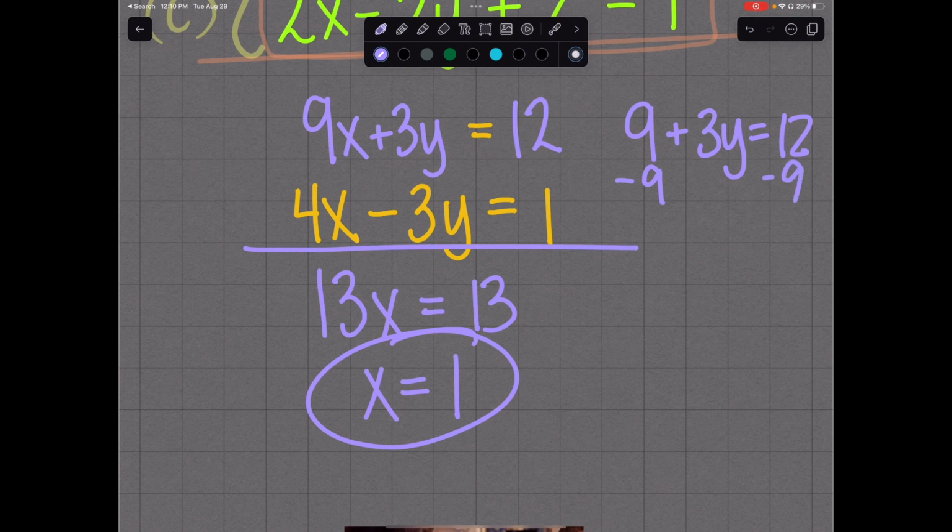Subtract 9. 3y is equal to 3. Y is equal to 3 over 3, which is 1.